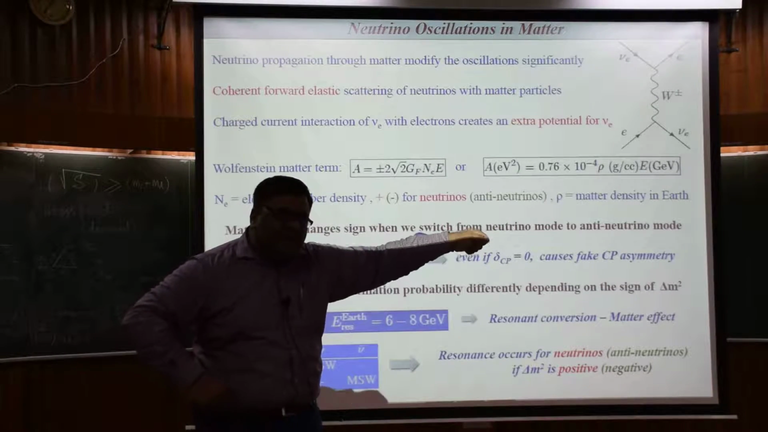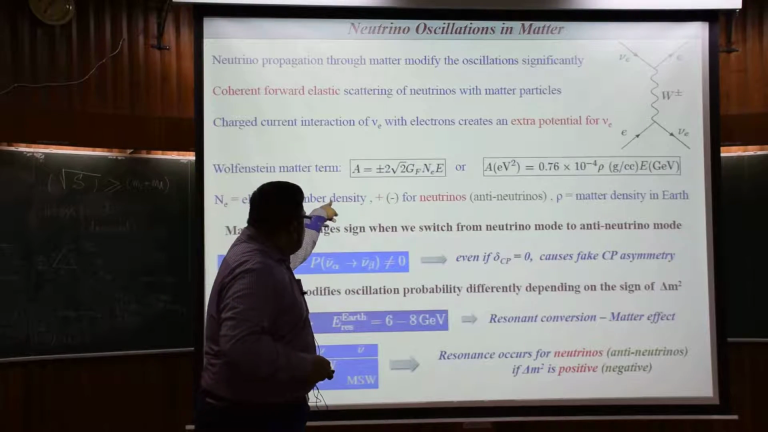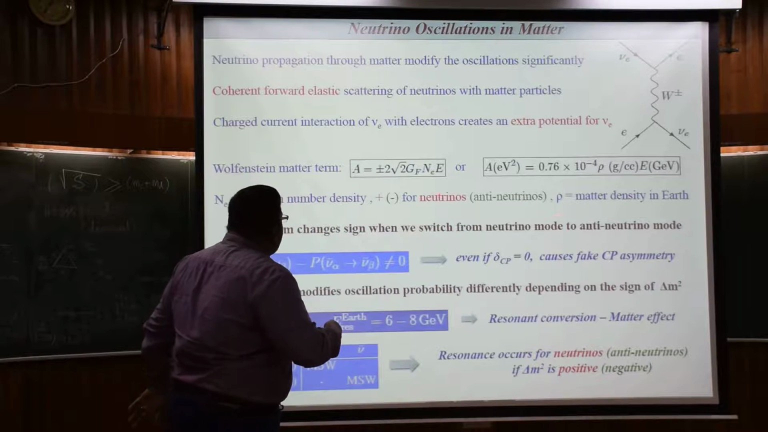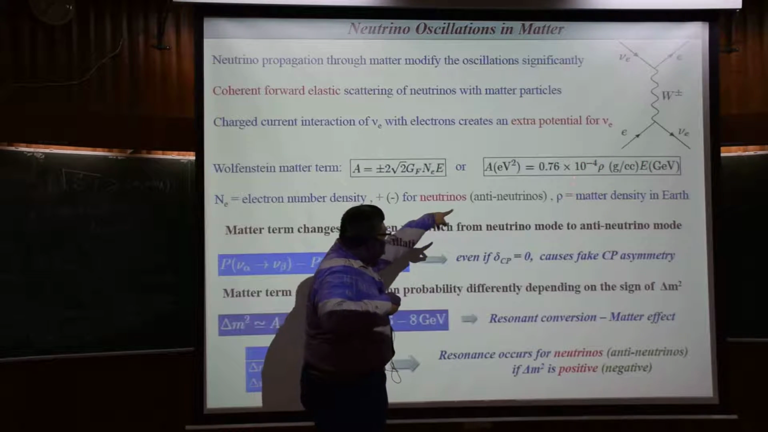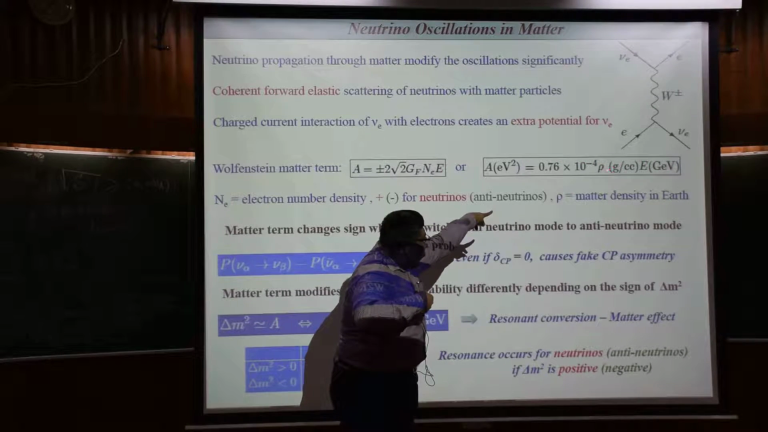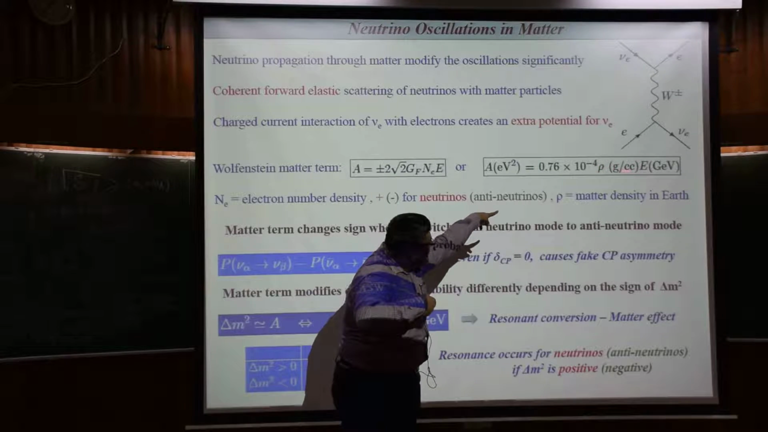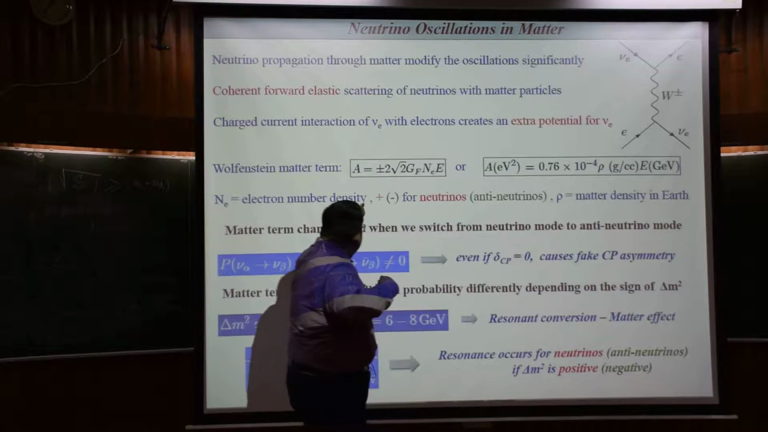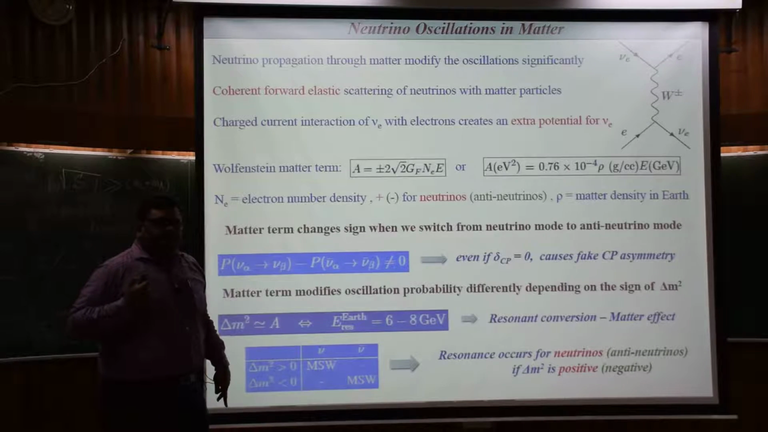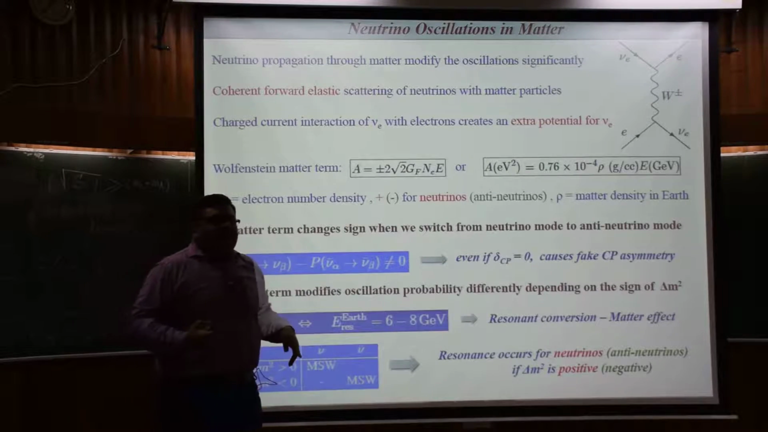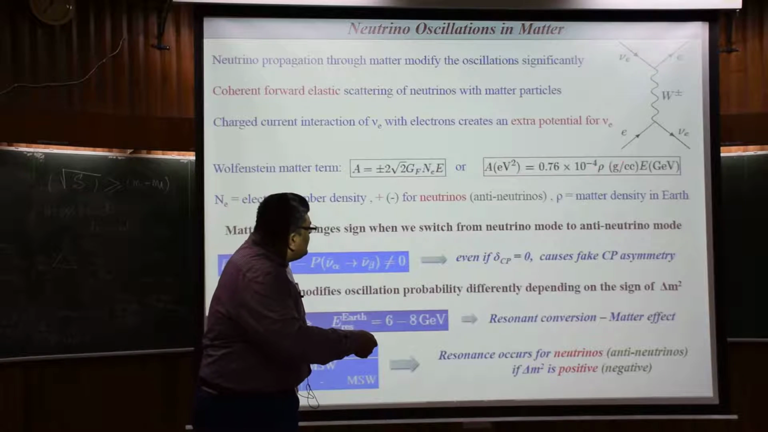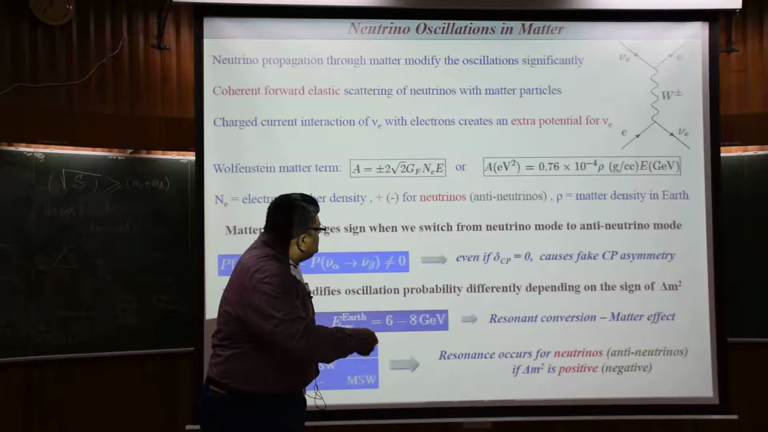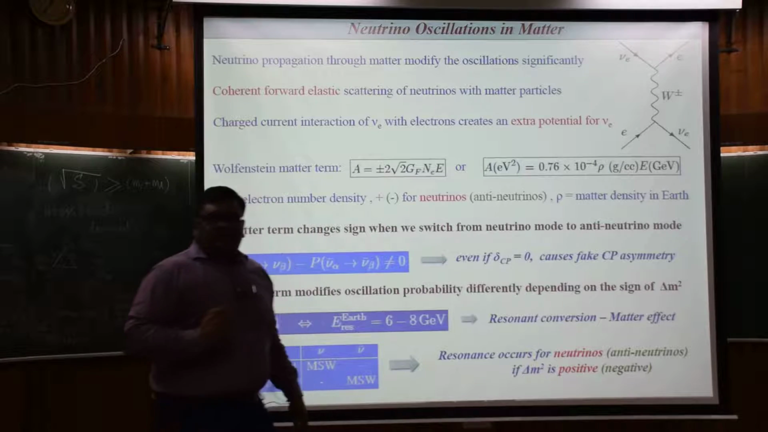When they face the matter, for neutrino this is the plus sign, and for antineutrino this is the minus sign. And how do you connect? It is proportional to the density of the electron, and this is a nice expression. You just plug in the density of the matter, how much gram per cc, and the energy in GeV of the neutrino, and you can calculate the potential.